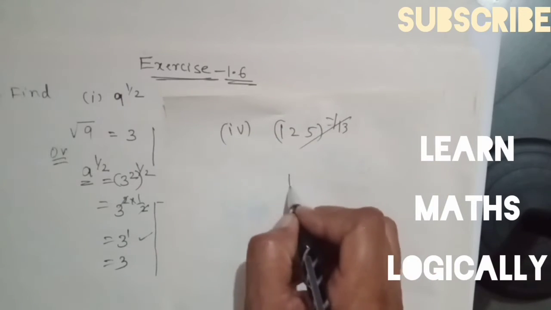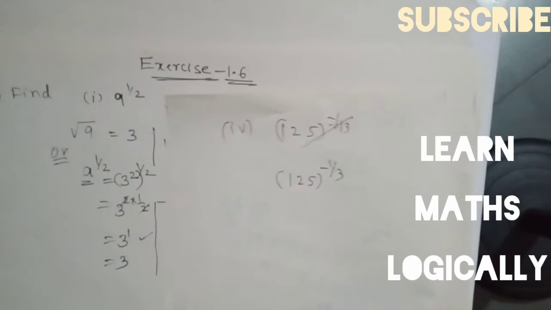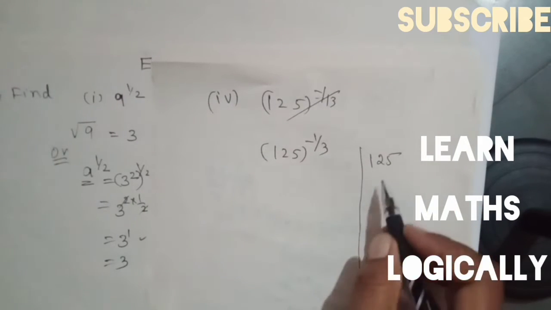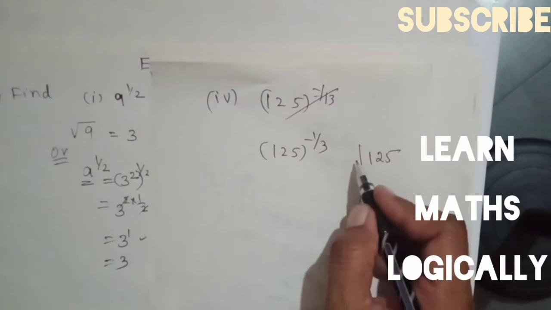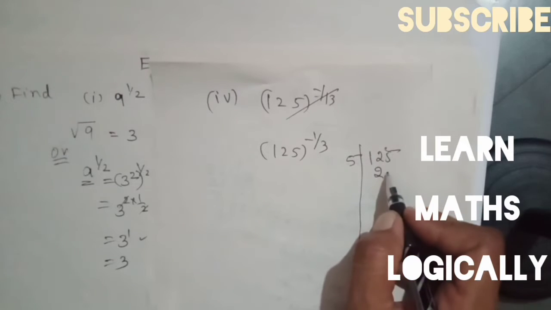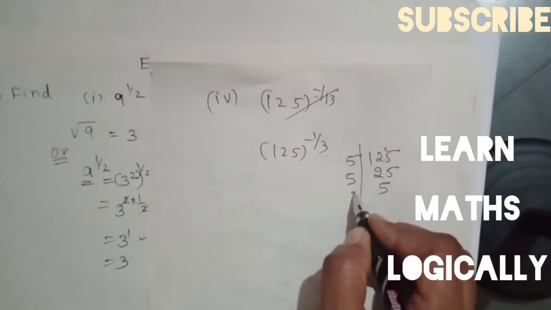Sorry. 125 raised to minus 1 by 3. Okay. Now what will we do here? I will once again find the factors of this 125. That is simple, as you know. 5 2s are 10, then 2 remains. 5 5s are 25, then 5 5s are, then 5 1s are.